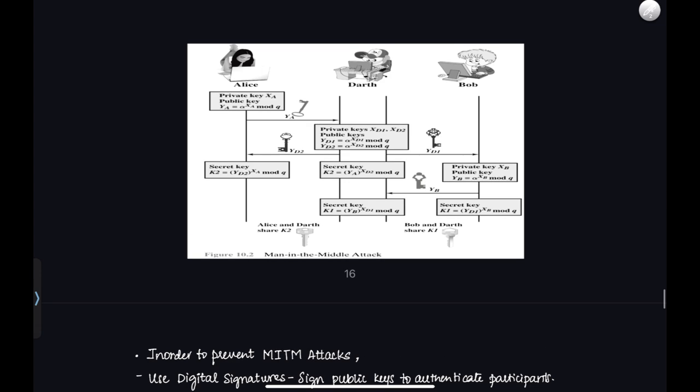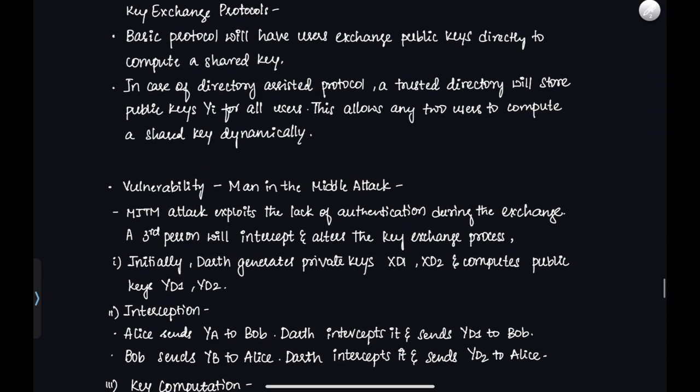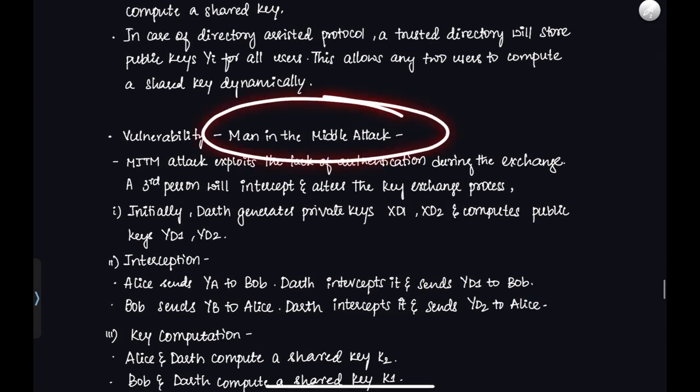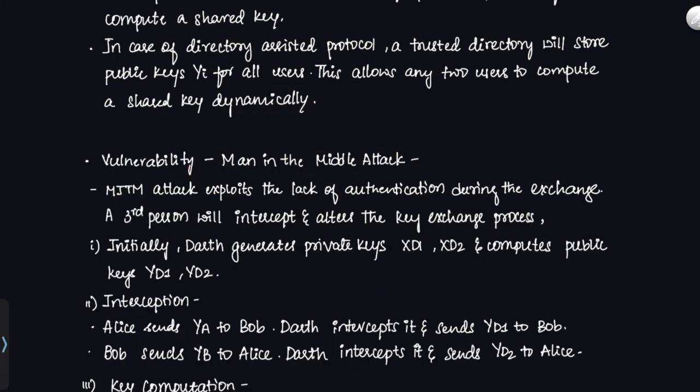So in this video we covered the Diffie-Hellman key exchange algorithm, and then we spoke about the man in the middle attack. In the next video we'll be speaking about the ElGamal cryptosystem.